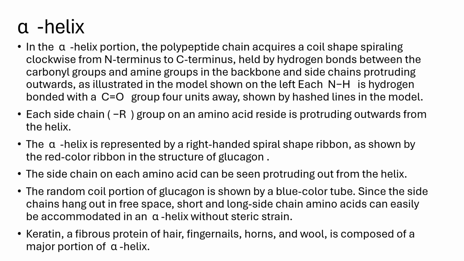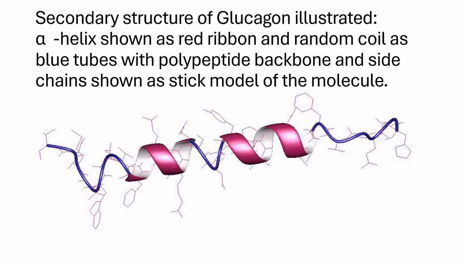All right. So alpha helix, remember, N terminus to C terminus held by hydrogen bonds, right? It is spiral shaped as a ribbon. The side chain on each amino acid can be seen protruding out of the helix. The random coil portion of glucagon is shown by a blue tube, since the side chains hang out in free space. This is the secondary structure of glucagon. Alpha helix shown as red ribbon and random coil as blue tube.